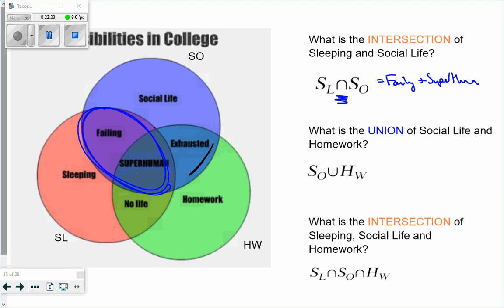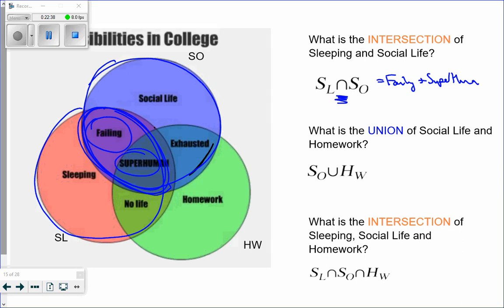It's just when it says sleeping and social life, you don't assume that it means and not homework. It's just whatever's overlapping between those two circles. So you simply take the sleeping circle and this circle, and you just list out everything that overlaps. Even if it's part of another circle as well, it doesn't matter. In order for us to take off the superhuman, it would have to say sleeping and social life and not homework. Right?